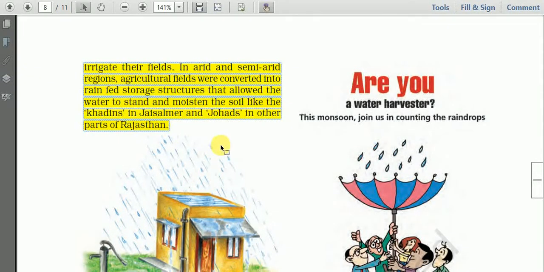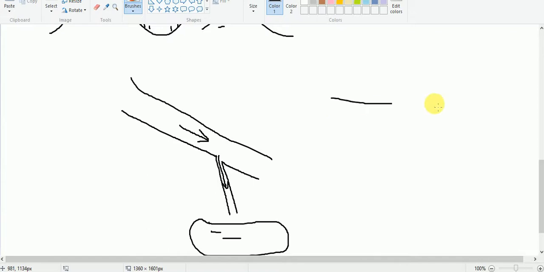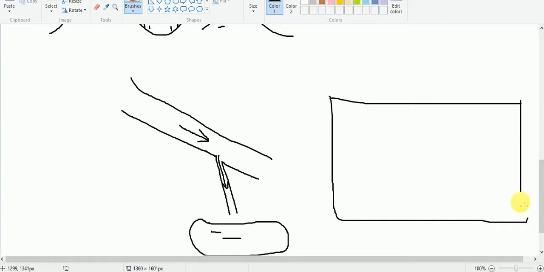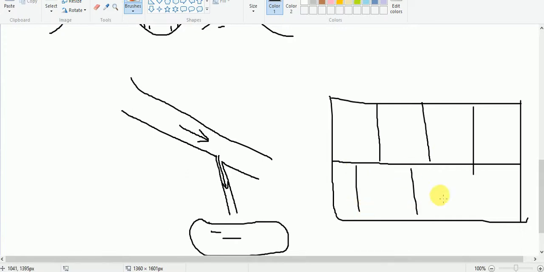In the arid and semi-arid regions, agricultural fields were converted into rain-fed storage structures that allowed the water to stand and moisten the soil, like Khadins in Jaisalmer and Johads in other parts of Rajasthan. See, this is the agricultural field, and they are using the agricultural field as rainwater storage. Here we have to construct bunds, and when there is rainfall, rainwater will be stored here.